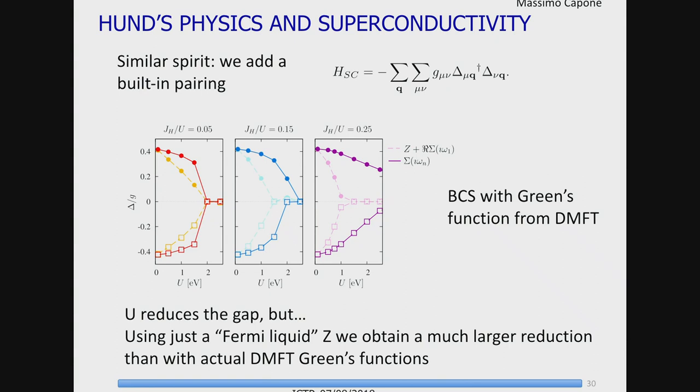And you see that if I start from a given superconducting gap and I crank up U, this is very rapidly killed. But if I really include the real self-energy that comes out from DMFT, which I remind you is momentum independent but orbital dependent, of course, which is crucial here, you see that my gaps survive much, much longer. And this effect is much more evident the more I increase the Hund's coupling.